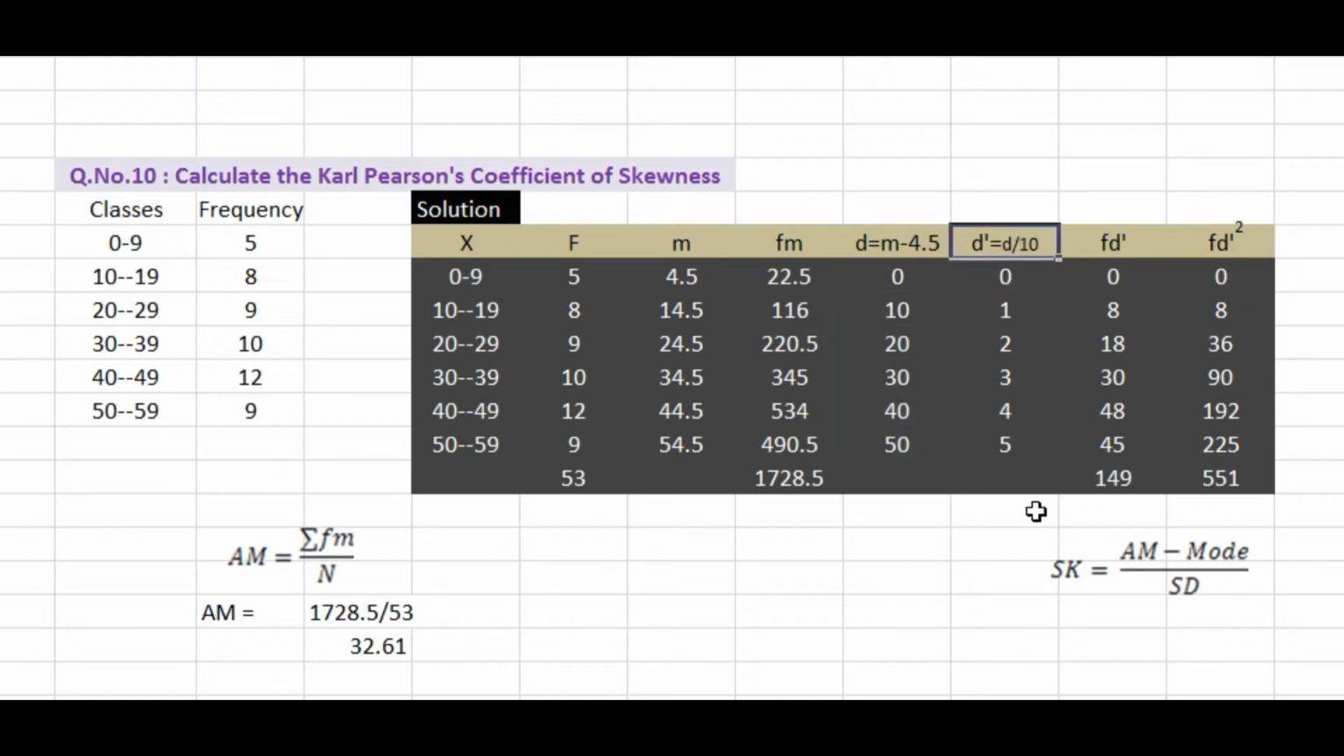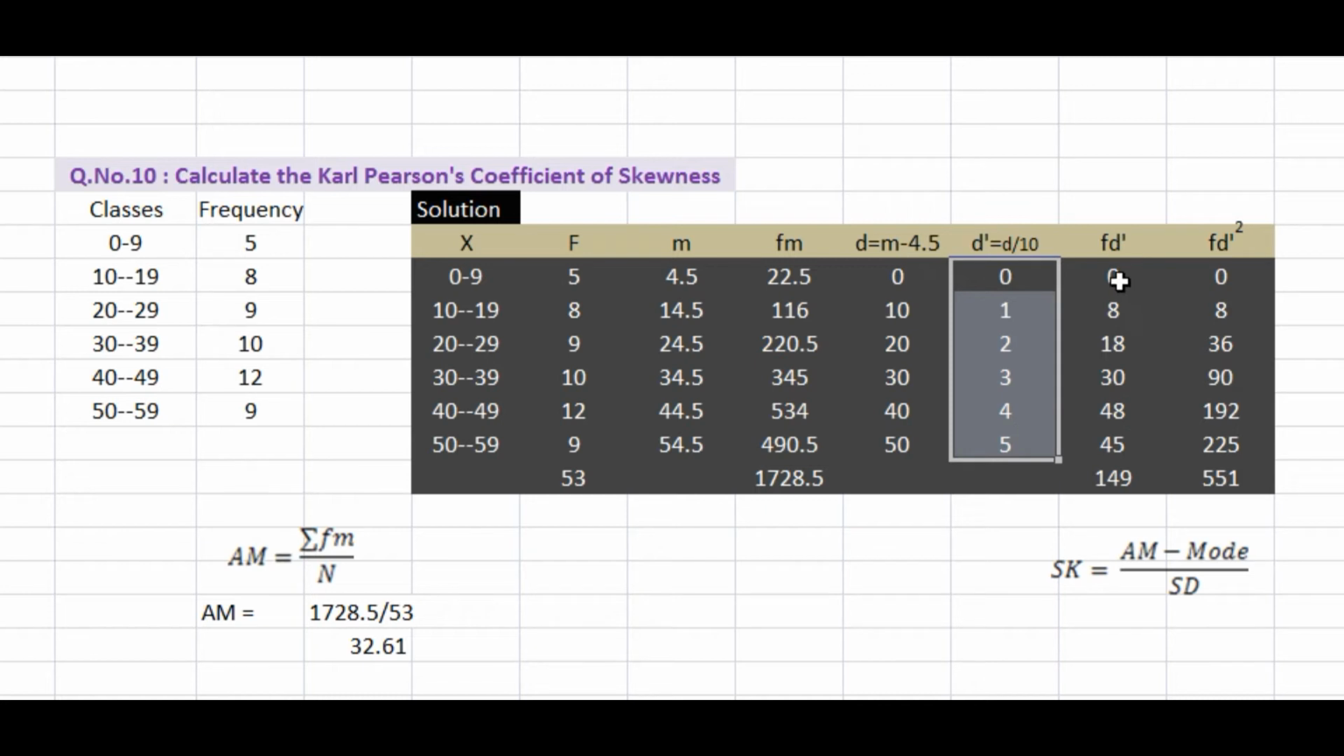Now what is D dash? D dash equals all these D numbers divided by what? 10. Why 10? Because the class interval here is 10, that is, the difference is 10. So 0 divided by 10 is 0, 10 divided by 10 is 1, 20 by 10 is 2, 30 by 10 is 3, 40 by 10 is 4, 50 by 10 is 5. So we got D dash.